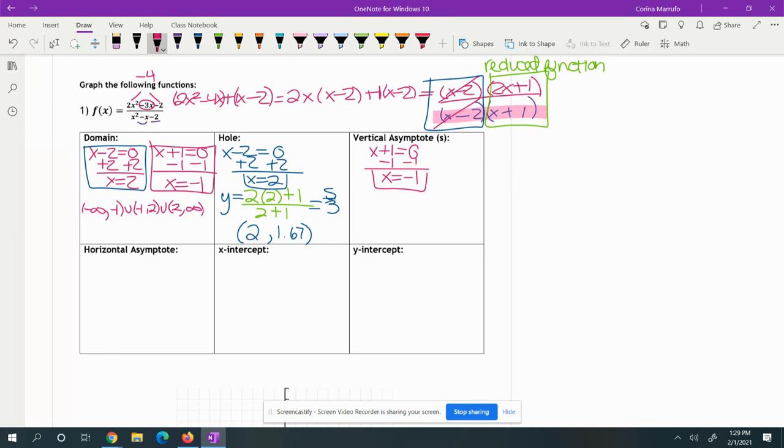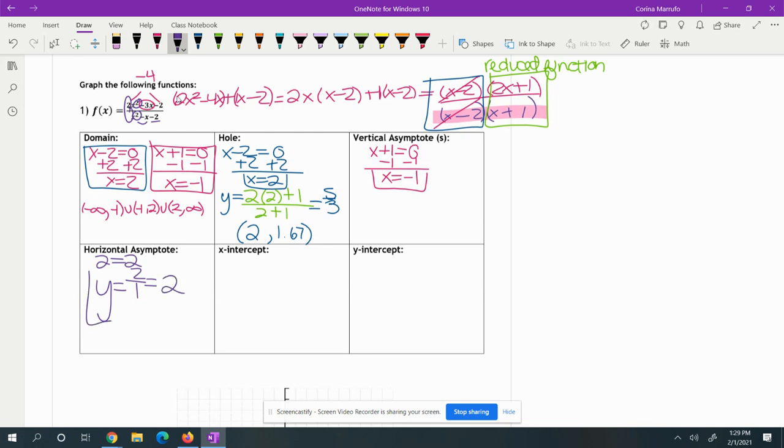Now for a horizontal asymptote. When we're doing our horizontal asymptote, we're going to look at the regular function. So here, the exponent is 2, here the exponent is 2. So my degrees are both 2. Okay, if 2 equals 2, then we're going to have to look at the leading coefficients. So my horizontal asymptote is going to be y equals 2 over 1, which is just 2.